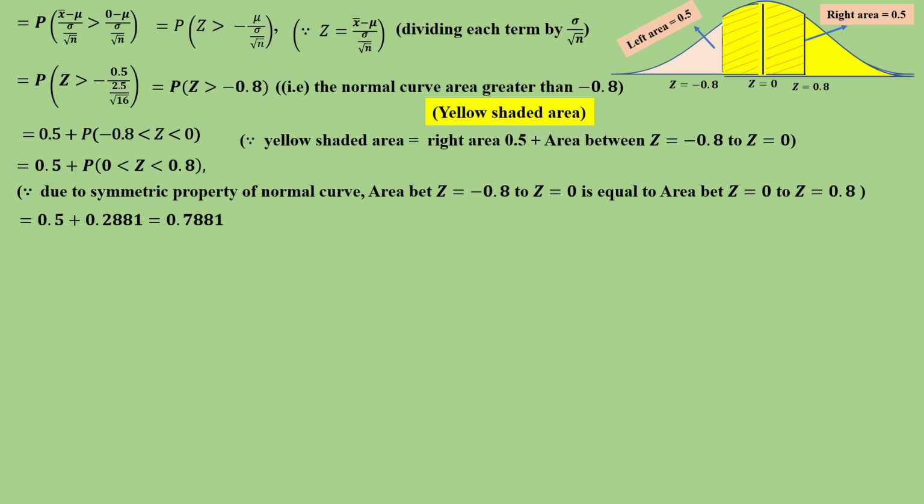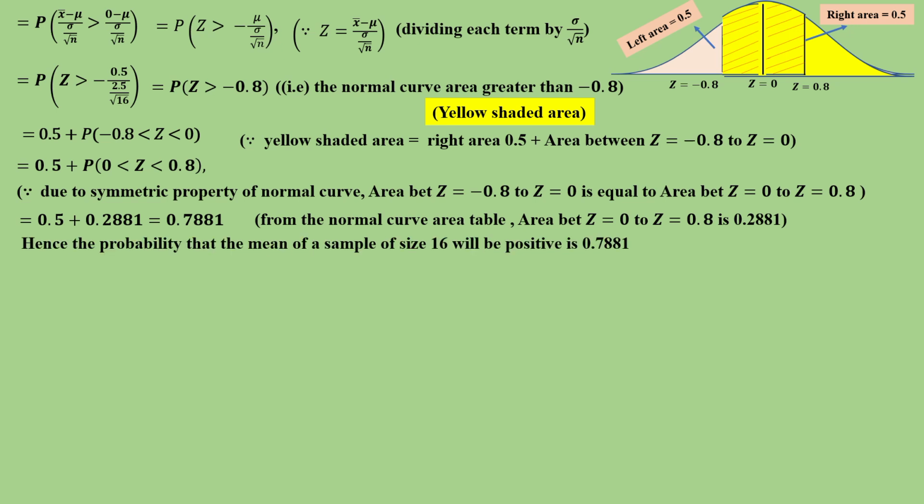From the table we get probability of 0 less than Z less than 0.8 is equal to 0.2881. So the answer is 0.5 plus 0.2881, that is 0.7881. Hence the probability that the mean of a sample of size 16 will be positive is 0.7881. Second case, sample size n is equal to 90.